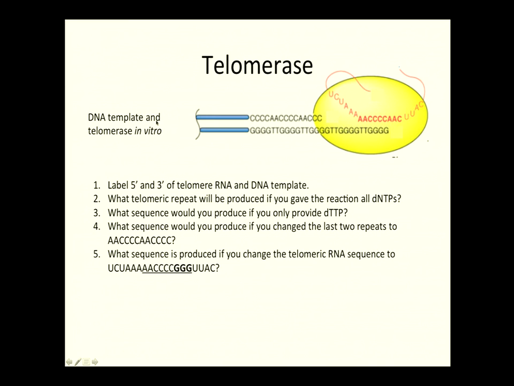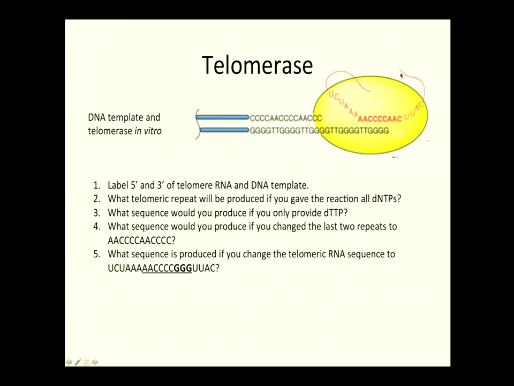So in this problem, we are exploring the telomerase enzyme in vitro, right? So this is in a test tube. So what you did here is you have this DNA template, and you put the DNA template and the telomerase enzyme into a test tube, and you're going to be giving it different conditions to elongate, right? So the first question is, label the 5' and 3' ends of the telomere RNA and DNA template.